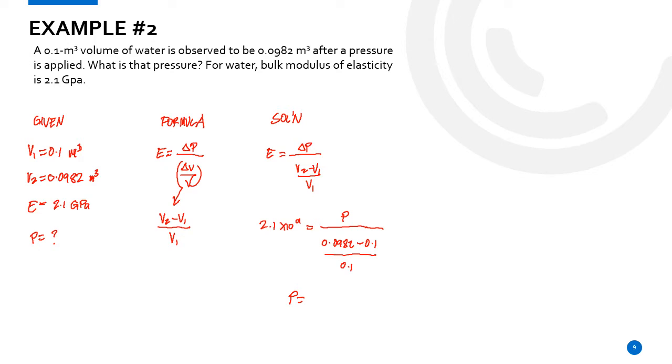So remember, this is an absolute value here. The pressure applied is 37.8 megapascal. Okay? Got it. So, another example.